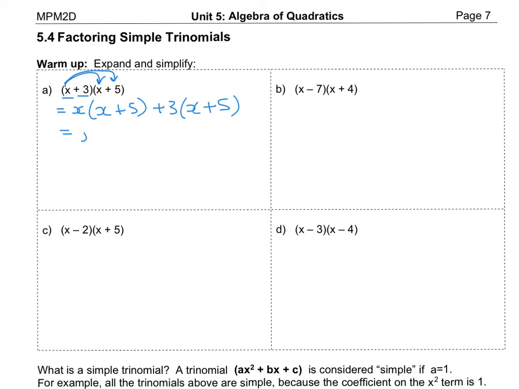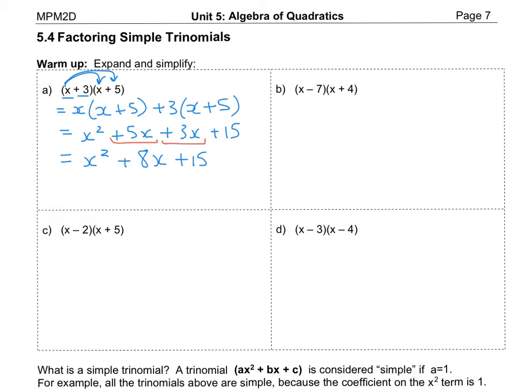X times x gives you x squared. A plus 5 times the x is plus 5x. Plus 3 times x is plus 3x. And plus 3 times plus 5 is plus 15. Now you have a pair of like terms here. Remember, x squared is not like the x terms because the exponent part has to be the same. So we have our x squared. We have 5x's. We're going to add another 3x's. Altogether, we have 8x's and plus 15.